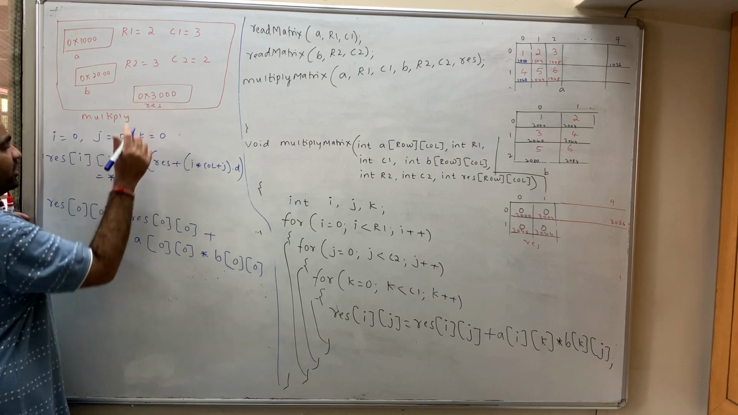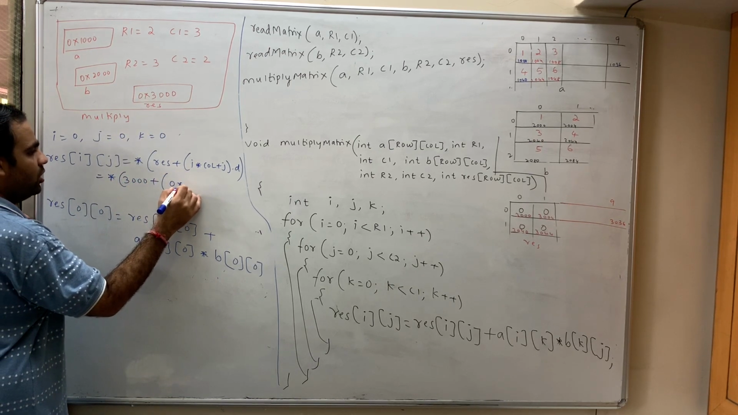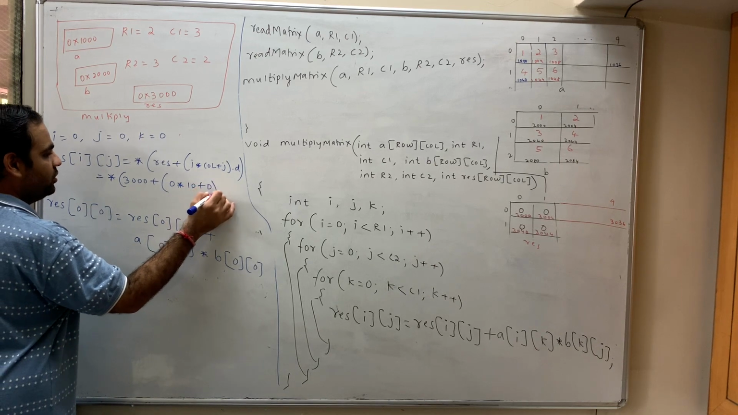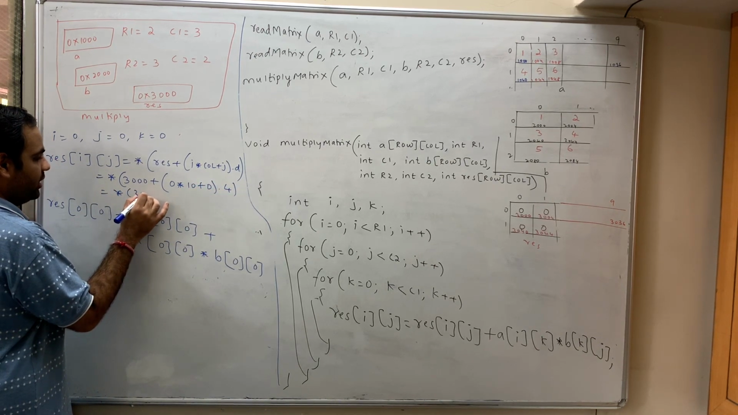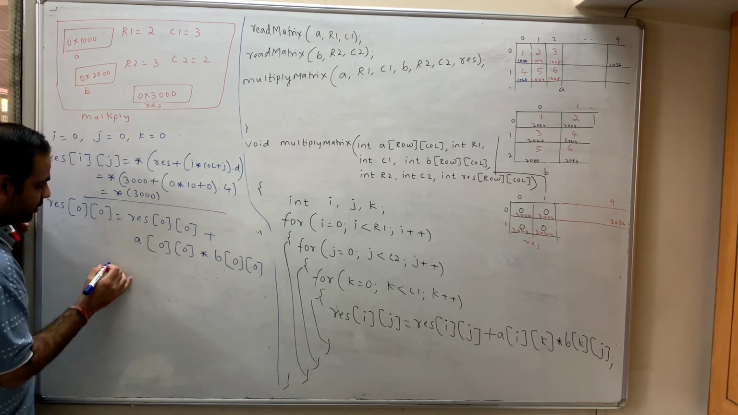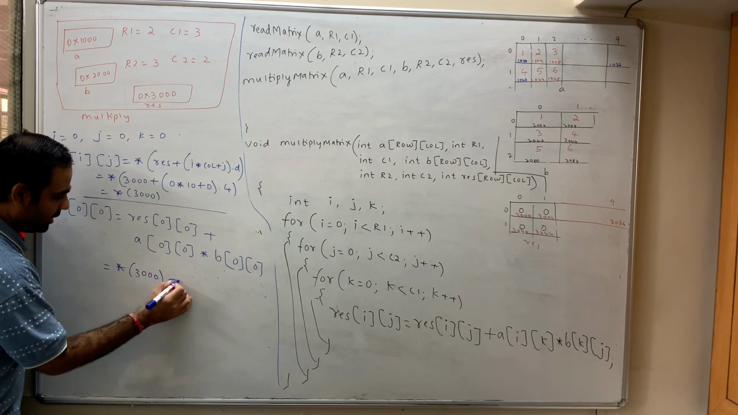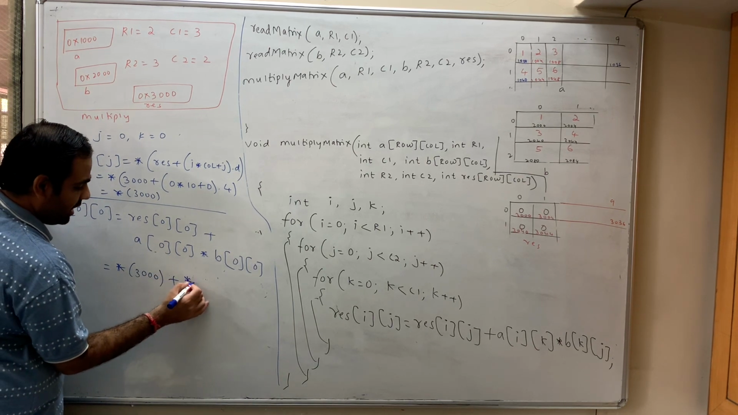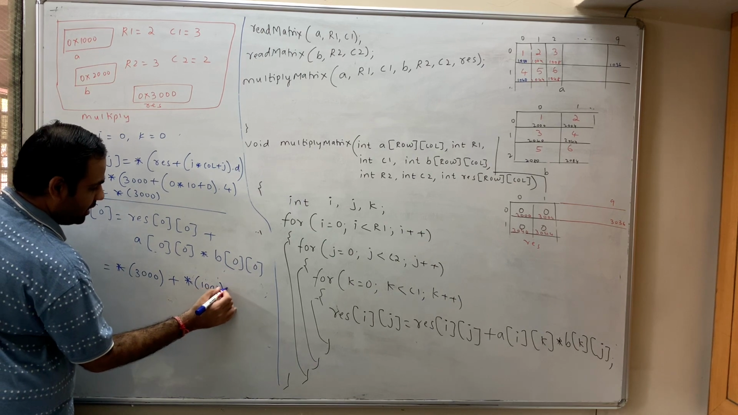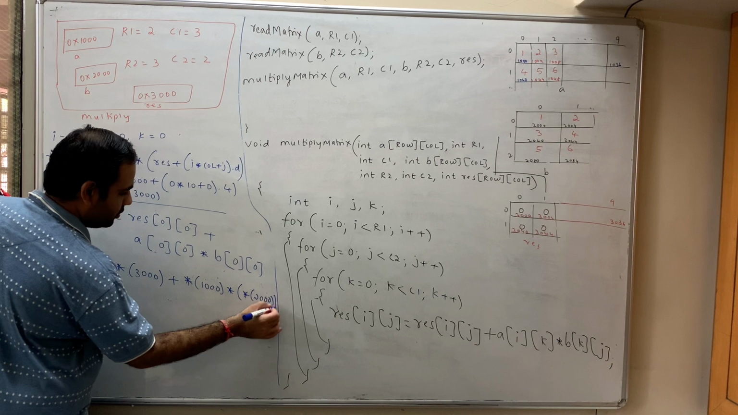What is the value of result? It is 3000 plus, what is the value of i? 0 into 10 plus 0 into 4. This is equal to star 3000. Is it clear to everyone? This is how it happens. This is equal to star 3000 plus this will be star 1000, multiplied by star 2000. You work out yourself.